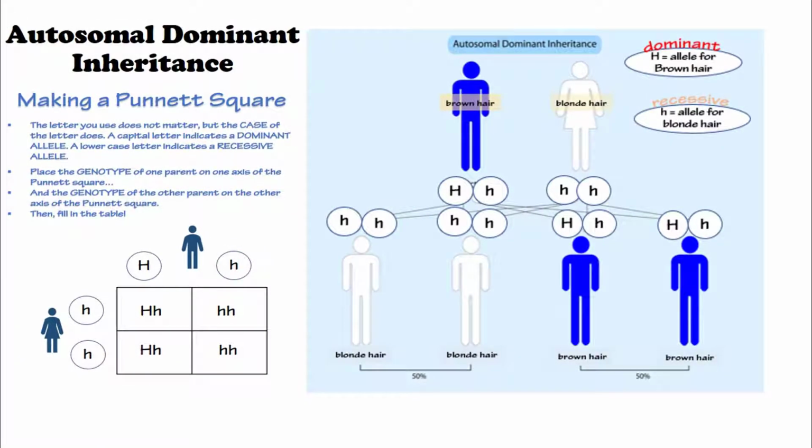Here is an example of autosomal dominant inheritance. A good way to work these types of problems is to make a Punnett square. The letter that you use is not important, but the case of the letter is. A capital letter indicates that it is a dominant allele. A lowercase letter indicates a recessive allele. Place the genotype of one parent on one axis of the Punnett square, and then the genotype of the other parent on the other axis of the Punnett square. Then you can simply fill in the table.